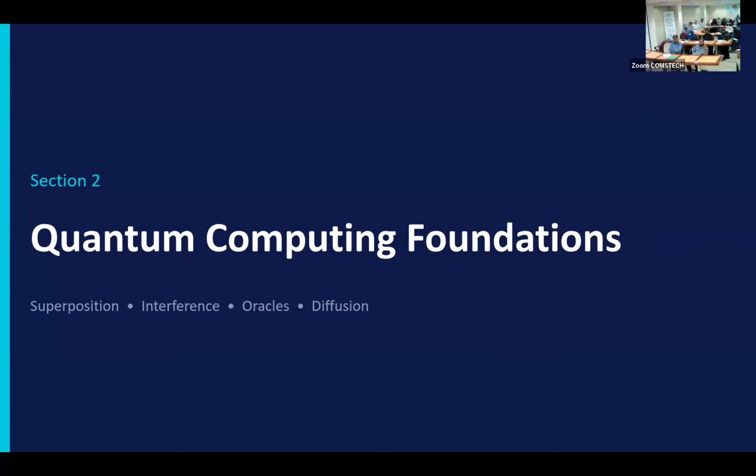Next is the quantum computing foundation. Now we will see what things are required for building Grover's algorithm, the foundation, which earlier lectures during the same conference have covered.